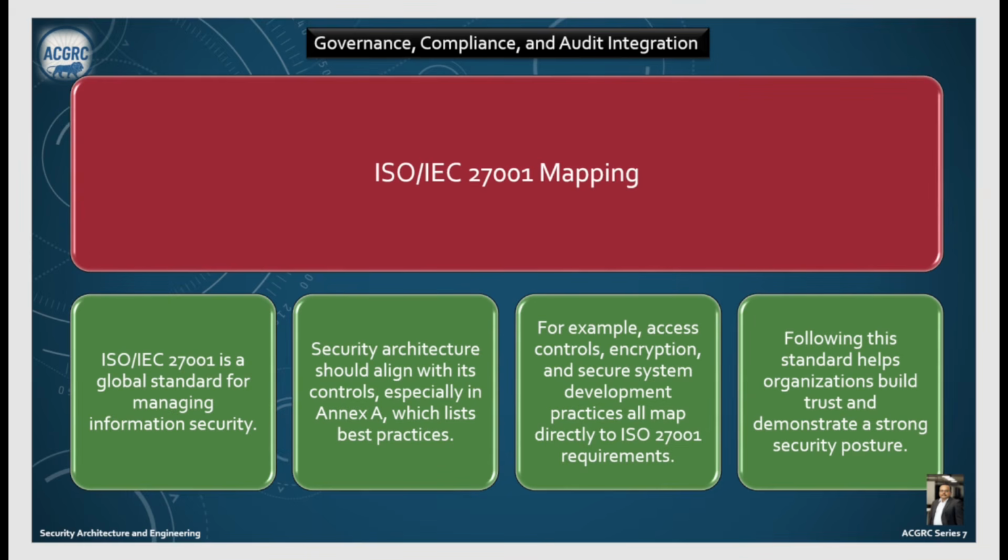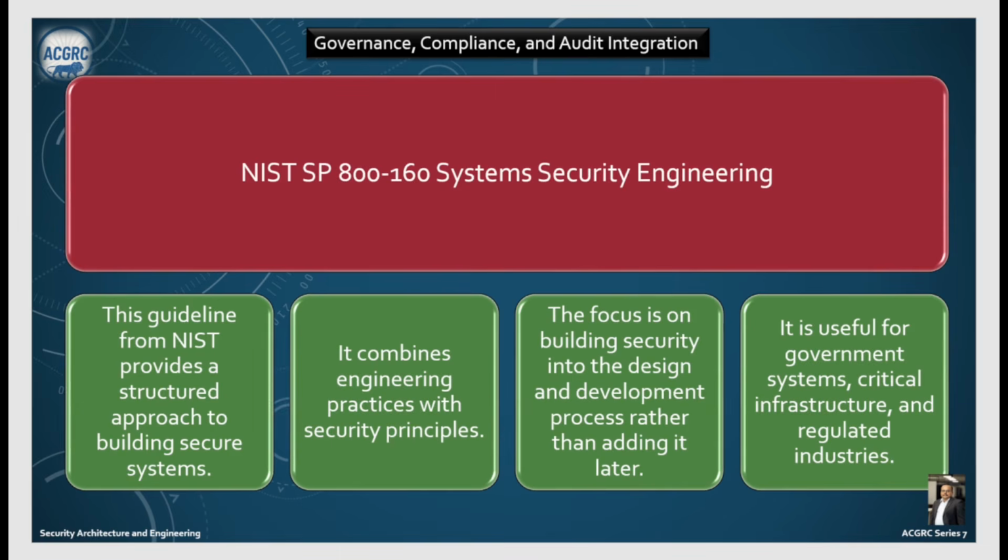Let's look at ISO 27001 mapping. ISO 27001 is a global standard for managing information security. Security architecture should align with its controls, especially in Annex A, which lists best practices. For example, access control, encryption, and secure system development practice all map directly to ISO 27001's requirements. Following this standard helps organizations build trust and demonstrate a strong security posture.